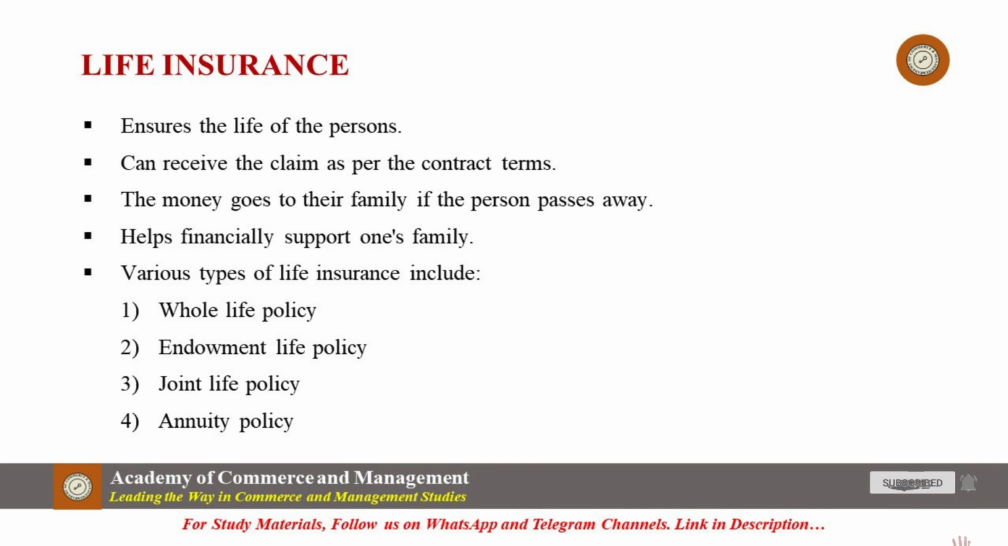The payout happens when one of the insured passes away. The other receives the claim. Also, the policy ends with the passing of one of them.